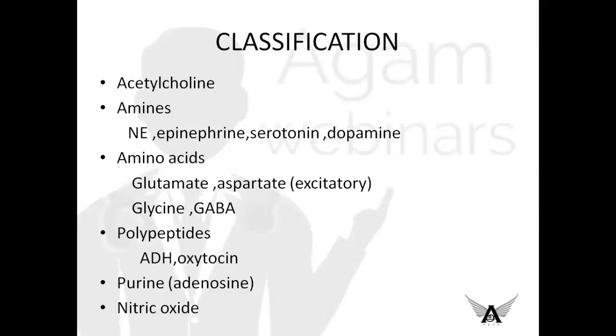The next group is polypeptides, which includes ADH and oxytocin. Next group is purines, which includes adenosine and ATP. Last group is gases, which include nitric oxide. That's all about neurotransmitters. It is also an important question, an important short note.